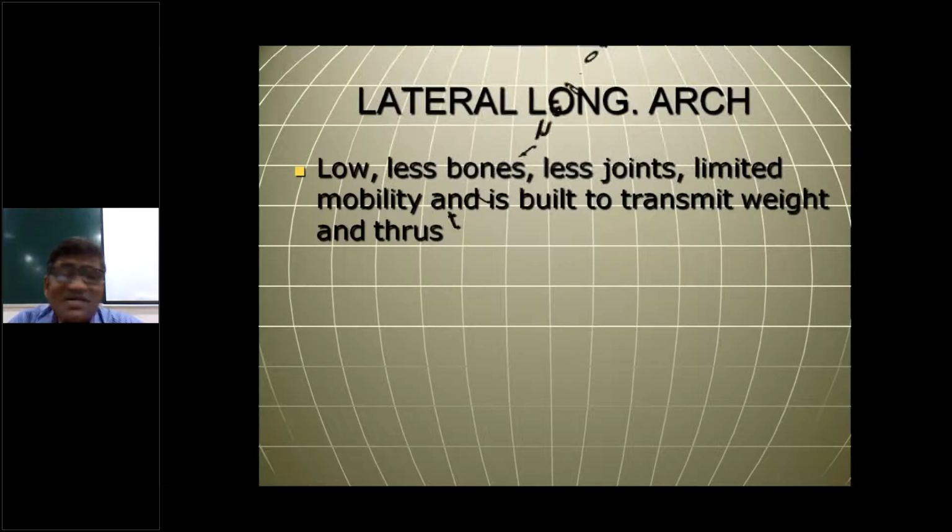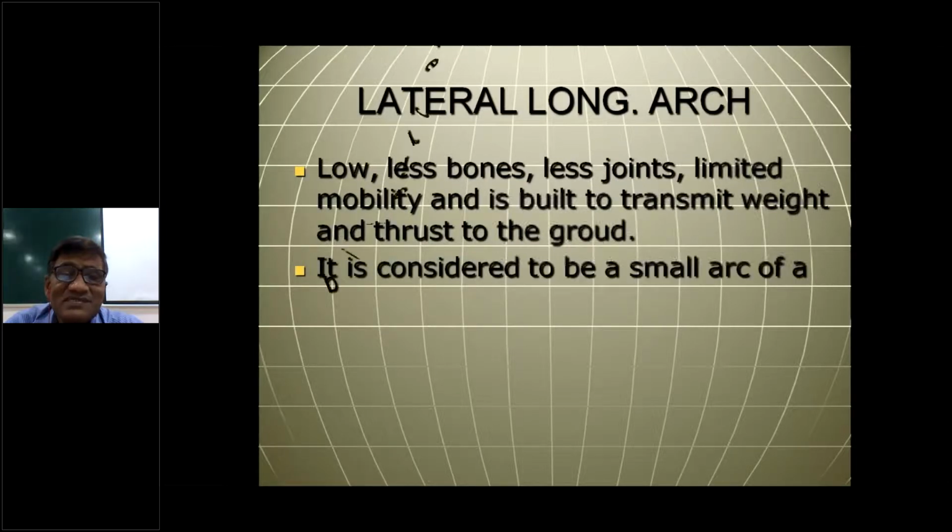Now let us learn a little bit about the lateral longitudinal arch. If you compare with the medial arch, this is certainly less important. It is more concerned with the weight bearing than the shock absorbing action. So it is low, formed by fewer bones, fewer joints, and mobility also is limited, and is built mainly to transmit weight and thrust to the ground. Now it is considered to be a small arc of a big circle. I showed you in one of the previous slides the lateral arch is flatter compared to the middle arch. So when it is flatter, naturally it is a part of a big circle.